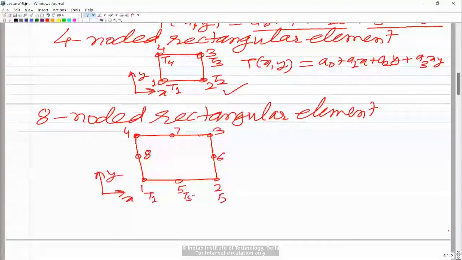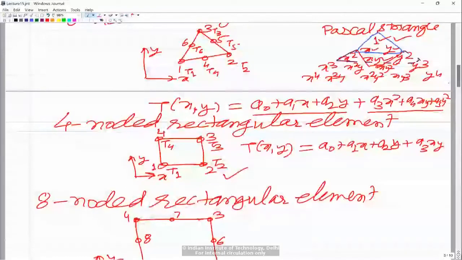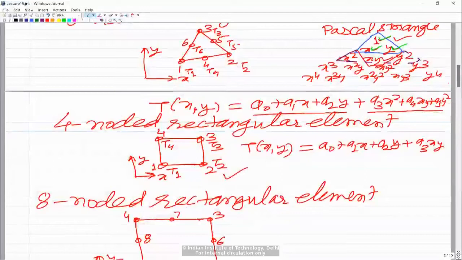In this case there are a total of 8 degrees of freedom, since at each node we have temperature as a degree of freedom. So when we assume an approximate solution, we will take 8 terms from the Pascal's triangle. How do we take those 8 terms? First the constant term, then linear in x, linear in y, and then the quadratic terms x square, xy, and y square. This makes 6 terms.